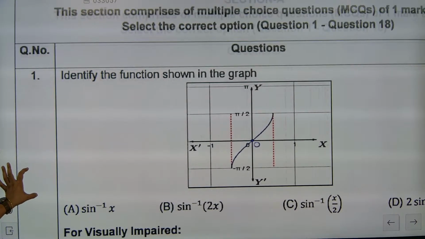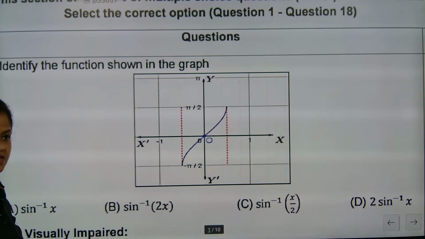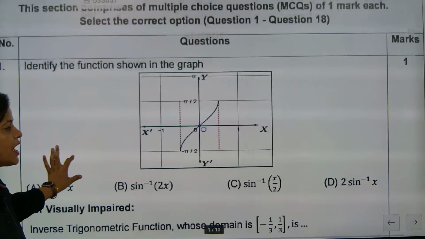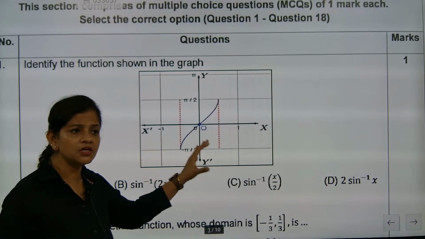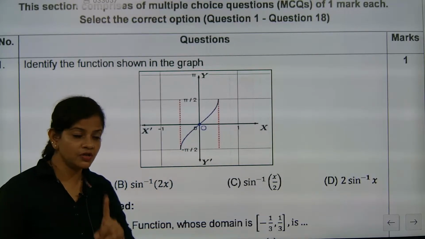Now look here. The first question, as I told you, see the graph related questions. Are you understanding? The graph related questions are very important. Based on the graph of inverse trigonometric functions, they're giving one question. So the graph section we must do.